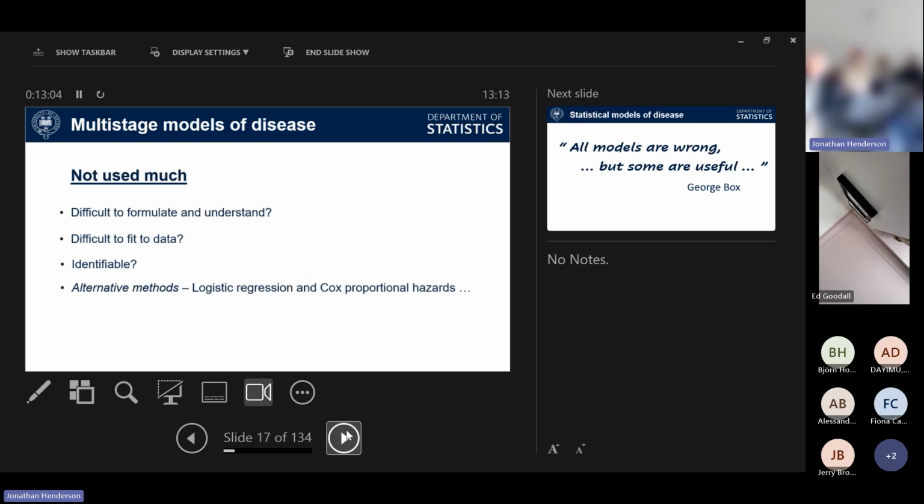There are some possible reasons for this. One is it would have been, certainly in that period in time, difficult to formulate and to understand. It would have been difficult to fit the data very often. There are serious issues about whether it's actually identifiable, whether you can be certain that that is the process the model is fitting. But I think more importantly, alternative methods came along, such as logistic regression and Cox proportional hazards, which were just more suitable for a lot of the questions that people were interested in.